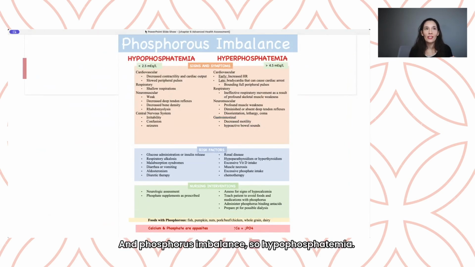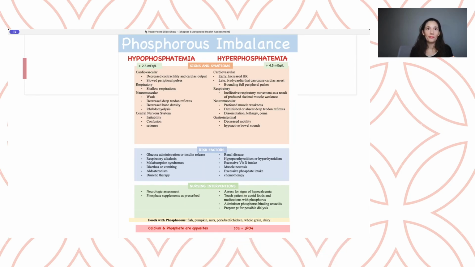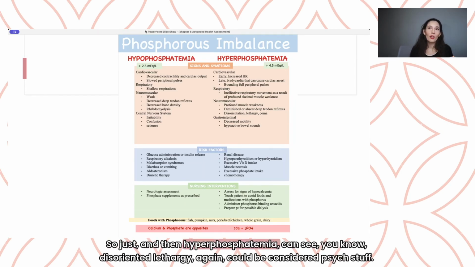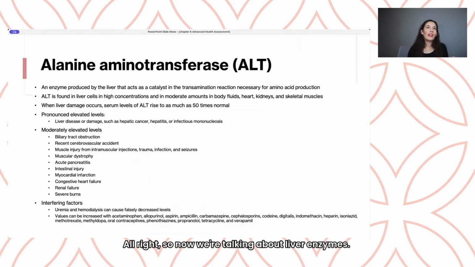And phosphorus imbalance, so hypophosphatemia. Again, you can see some of the psych stuff: irritability, confusion, seizures could be related to an electrolyte imbalance. And then with hyperphosphatemia, you can see disorientation and lethargy, which again could be considered psych stuff, but underneath that, there is something going on medically. All right.